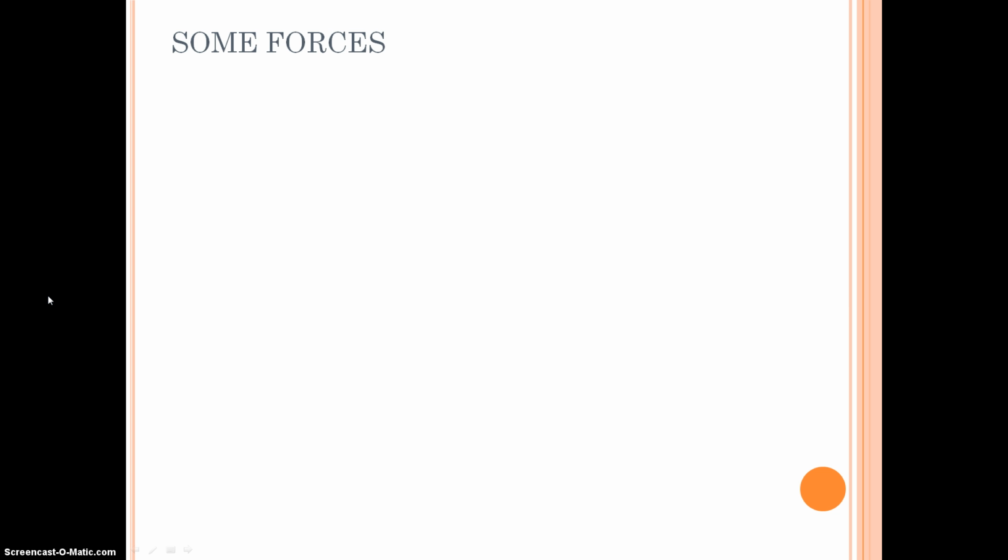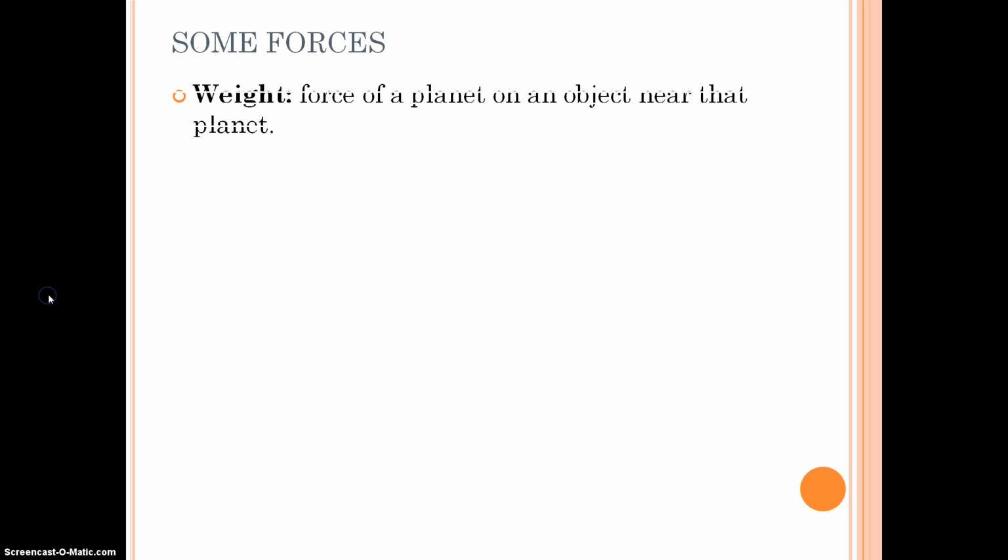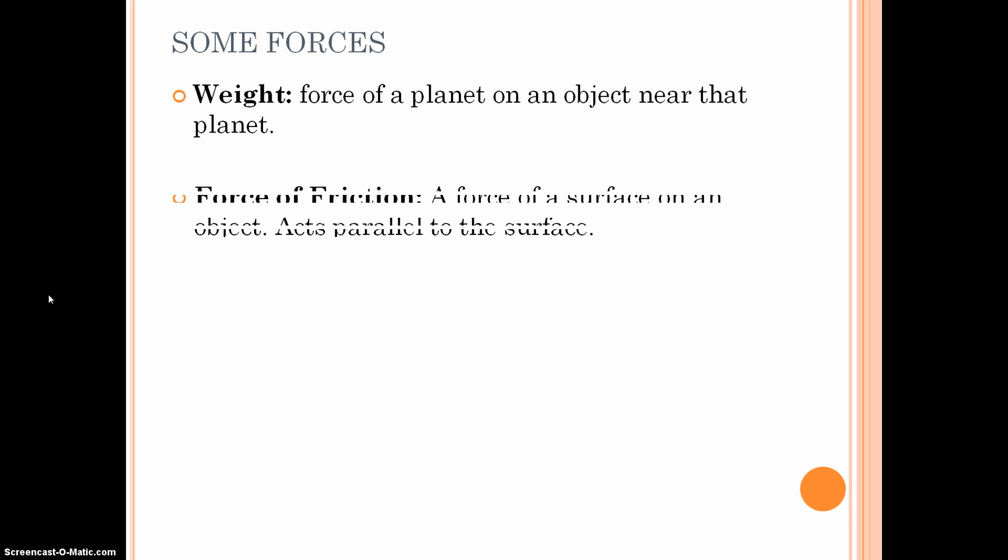So, before we continue this picture, let's make a small list of some forces that we're going to see. The first one, we're going to call weight. That's the force of a planet on an object near that planet. When you're in outer space, you have virtually zero weight. It's not exactly zero because we're going to see gravity pulls off for a really long distance. So on this planet, you have weight because the Earth is pulling you towards it.